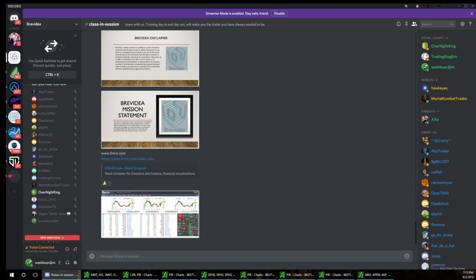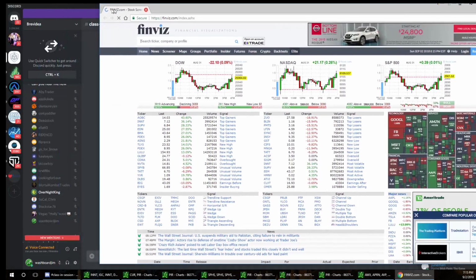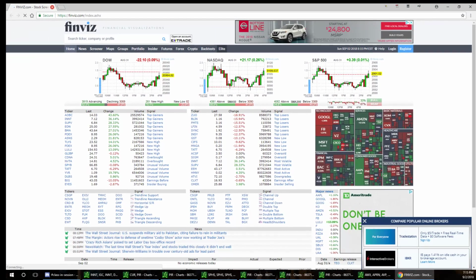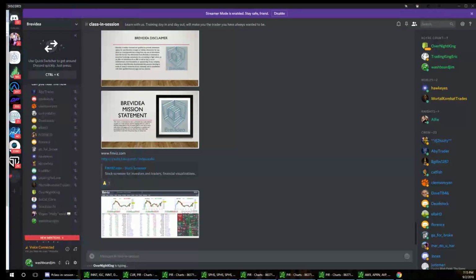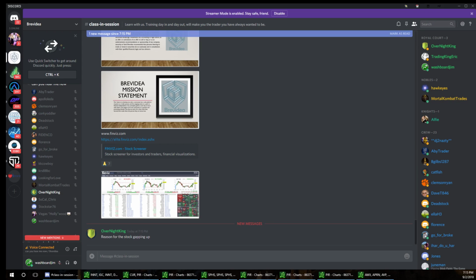On Finviz, you're going to see on the left-hand side what the leading gappers are and what their volume is, and you can click one individually and it brings up that specific ticker. When you bring up that specific ticker, you're going to want to instantly look for basically three things. The first thing you're going to want to look for is the reason for the stock gapping up. A lot of people will just say, oh, it's being pumped from this room, it's being pumped from that room.